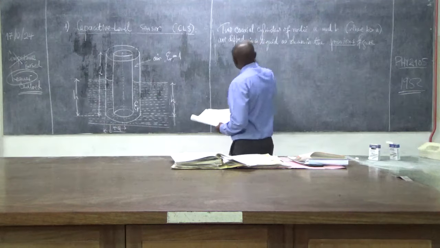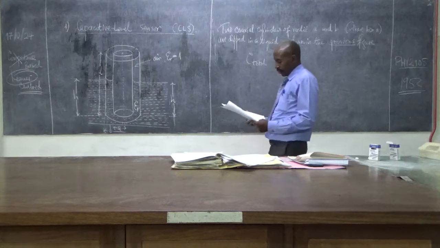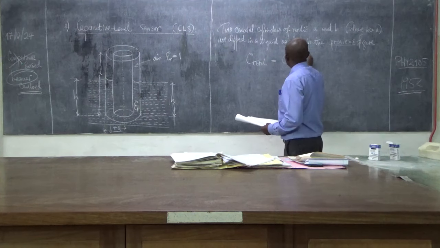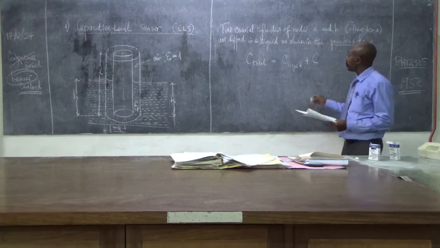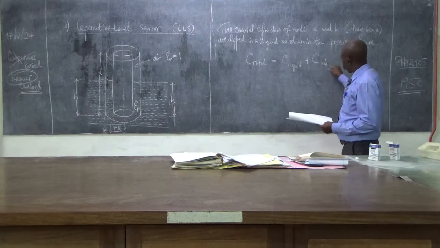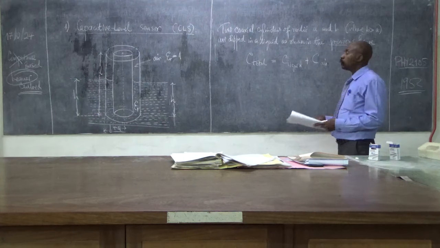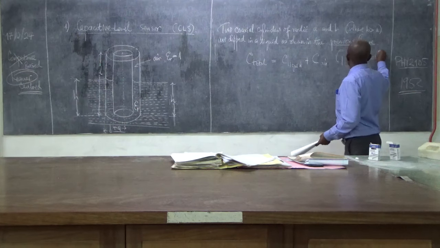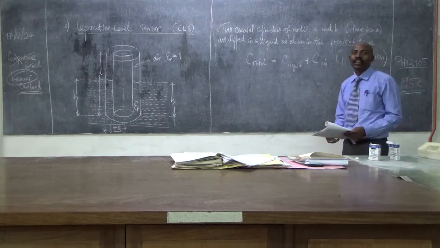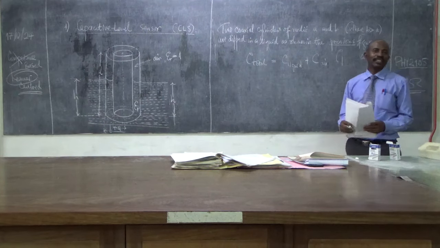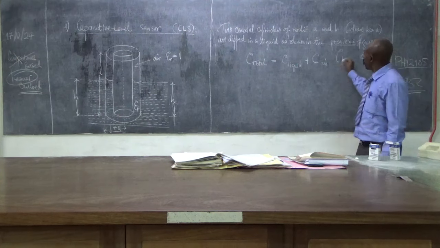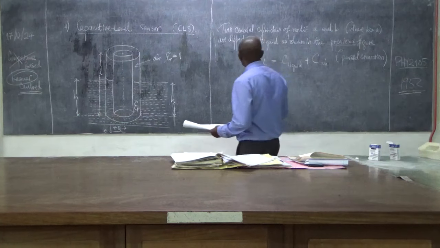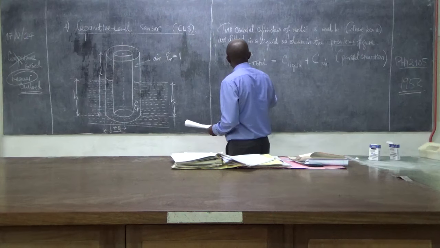So the total capacitance of the whole capacitor will be the part of the liquid plus the part of the air. And in which connection is this? Of course, if we are adding up these capacitors, then that means they are in what? Parallel. So what is the capacitance with water?